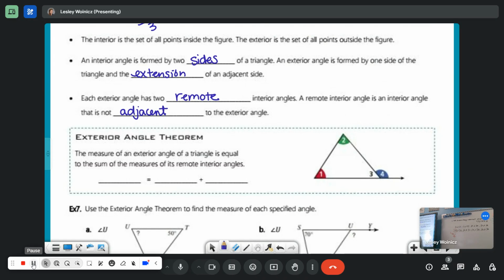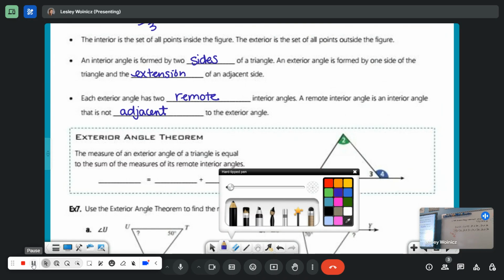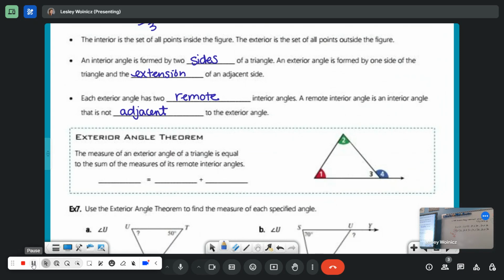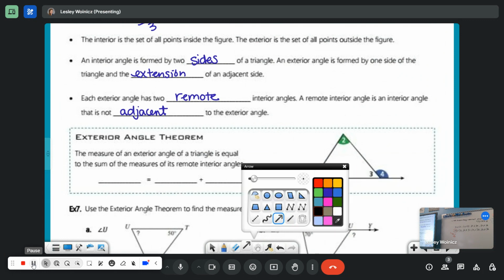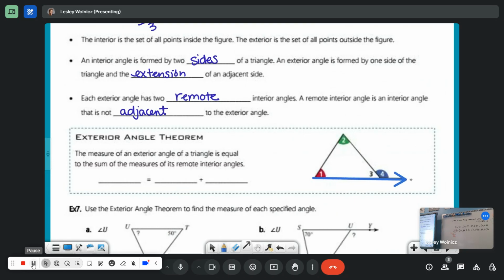Let's look at this picture. All right, you see this cute little angle 4? Okay, it's formed by one side of my triangle and the extension of a second side. I just extended the side and I made an exterior angle. Okay, we kind of talked about this a second ago.